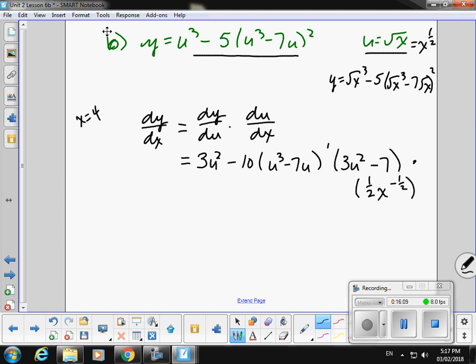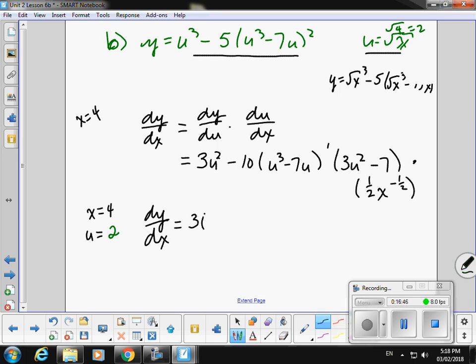But I know I want to find this derivative when x equals 4. So I can put a 4 in for x. That would be lovely. But it would be really nice if I knew my u value at that time so I don't have to tidy this whole thing up. Well, I can do that. If u is the square root of x, then when x is 4, square root of 4 is 2. So when x is 4, u is 2. And now I can substitute those values in and save myself a lot of work.